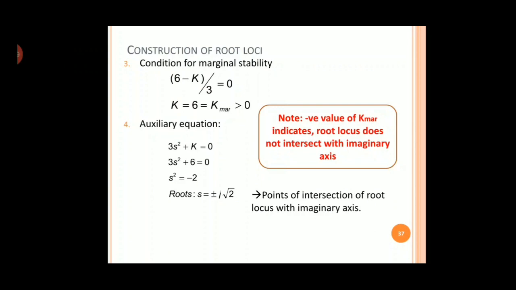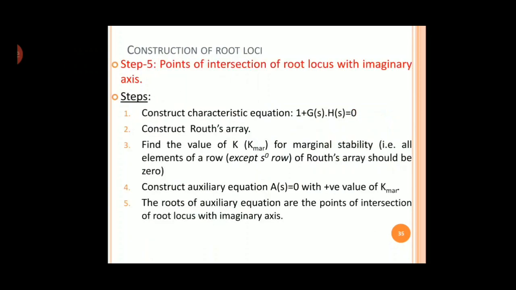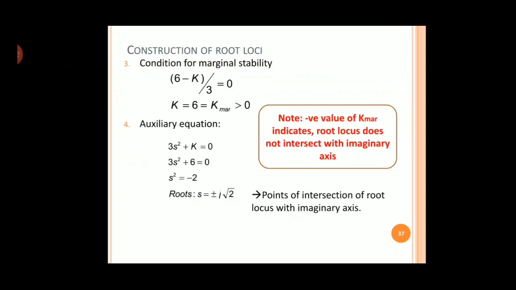Now here you can observe the fourth point says to construct the auxiliary equation with a positive value of k marginal. What if you get a negative value for k marginal? As you know already, k is the system gain and it should always be varied from 0 to infinity. Suppose you get a negative k value, that means it is invalid, which tells you that the root locus will not intersect with the imaginary axis.